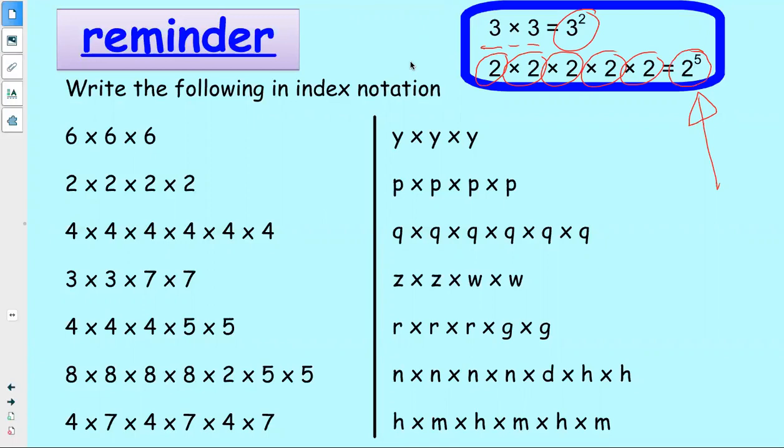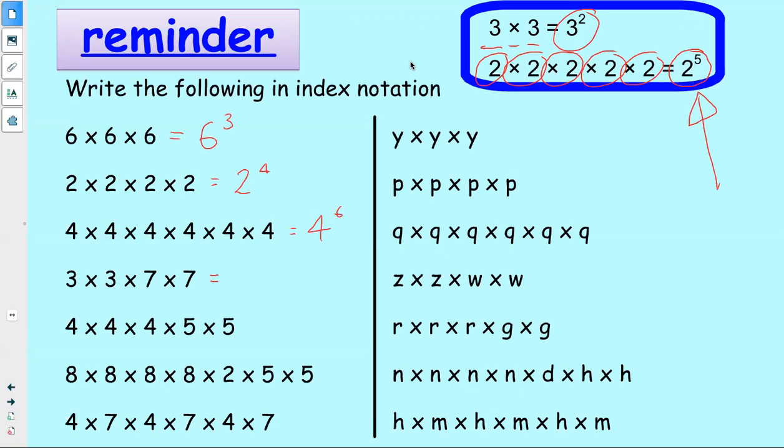Okay, now the way you deal with numbers is the same way you're going to deal with these variables here, or these letters. So if we look at the right hand side, 6 times 6 times 6, I'm not asking for the answer, I'm asking for it written in index notation, so with a power. So that would be the same as 6 to the power of 3. The next one, 2 times 2 times 2 times 2 would be 2 to the power of 4. Next one, 4 to the power of 6.